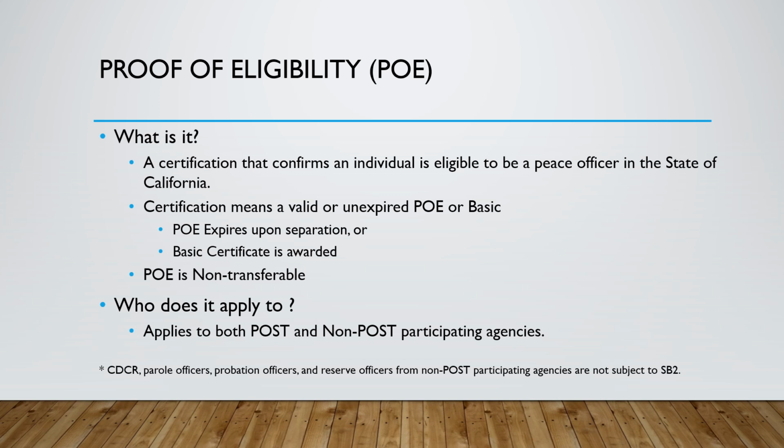A proof of eligibility also expires upon separation from an agency, whereas a basic certificate follows a peace officer throughout their career, no matter where they are employed. For example, a probationary officer who separates from one agency during probation and has not yet been issued their basic certificate, their POE would expire upon separation, and upon employment by a new agency would be required to obtain a new POE until such time as they become eligible for a basic certificate.